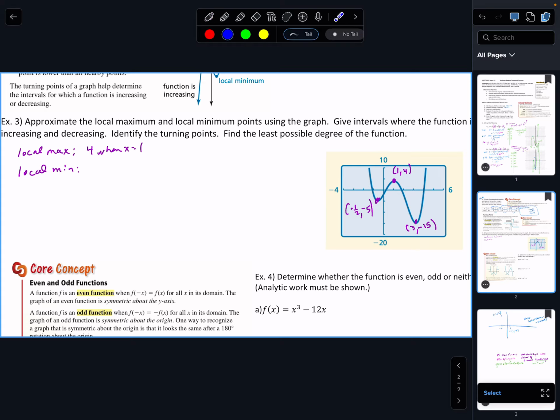For the local min, you have 2 of them. In those vicinities, they're the lowest point. So the local min is -5 when x is -1/2. And a second one is -15, and that occurs when x is 3.